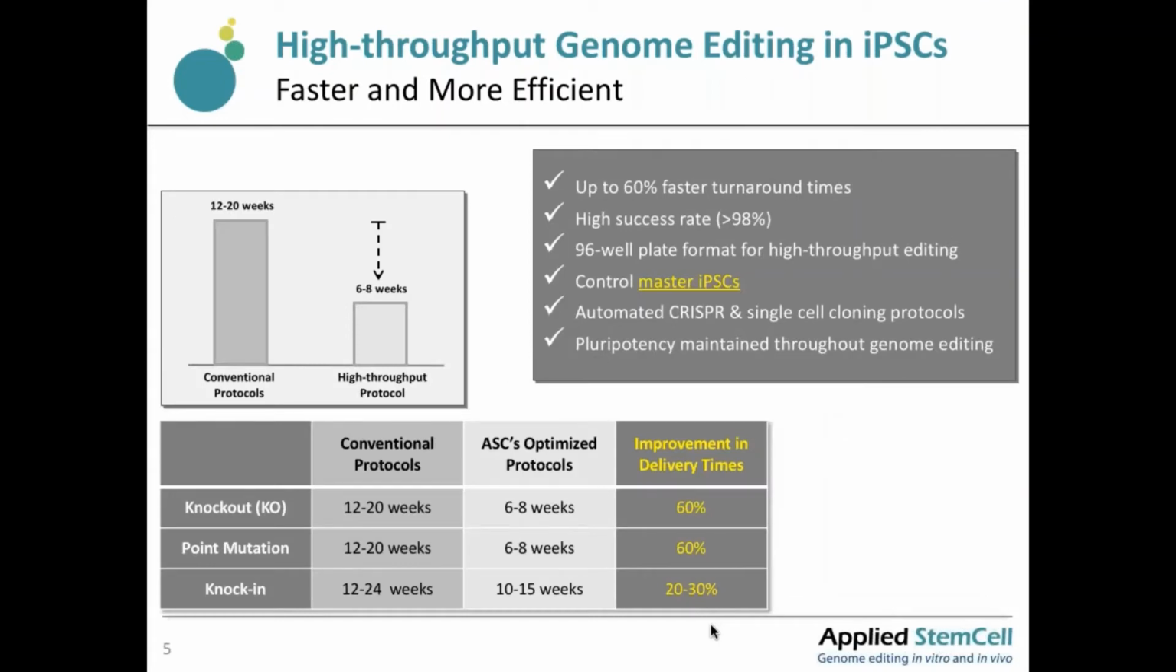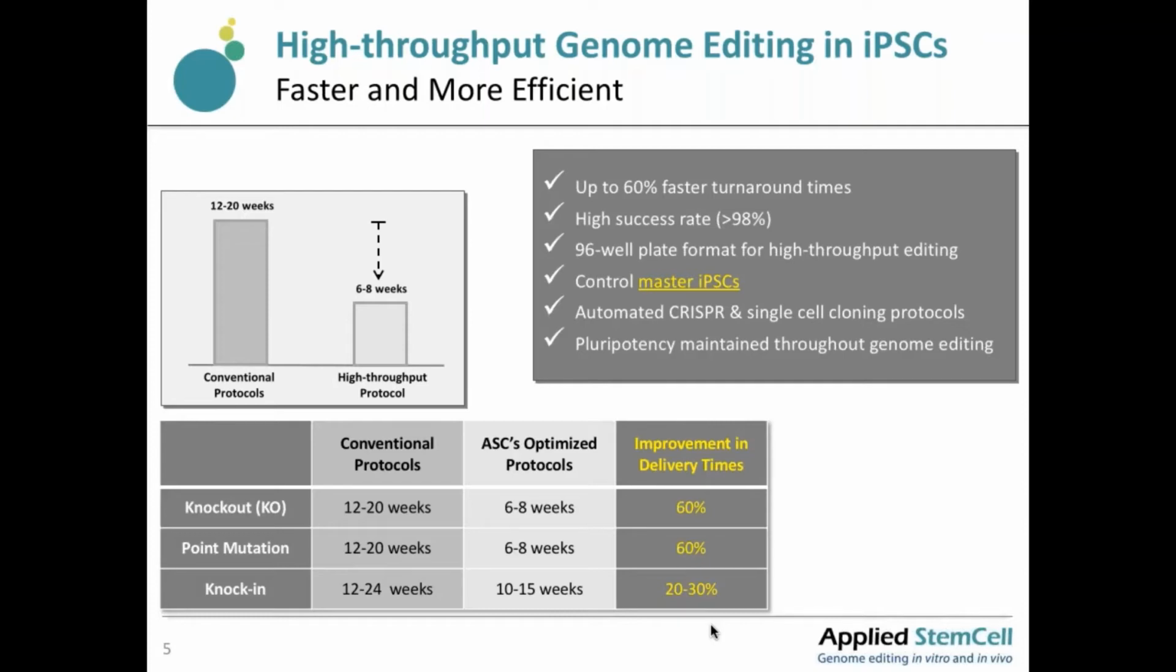So here are several advantages of our high throughput automated system compared to conventional manual method. So the most advanced characteristic is fast turnaround time. So we are able to cut the turnaround time by more than half. So we were able to achieve up to 60% faster turnaround time. And as I mentioned already, we have a high success rate, over 98%.